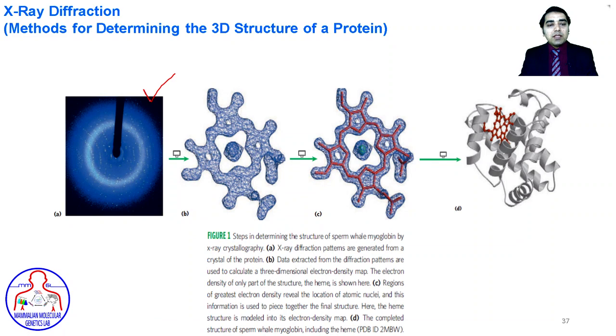For example, we can see here the spots that are obtained from the diffraction of the X-rays. These are giving the electron density map with the help of some computer-aided programs. Then these electron density maps are utilized by a computer-aided program to make a model of the molecule, and thus the 3D structure of the protein is obtained with the help of some complex software.